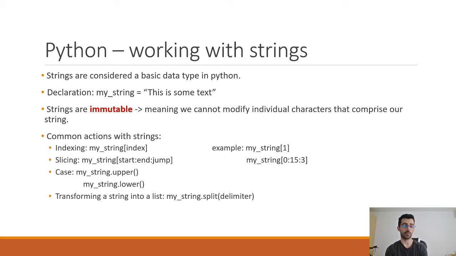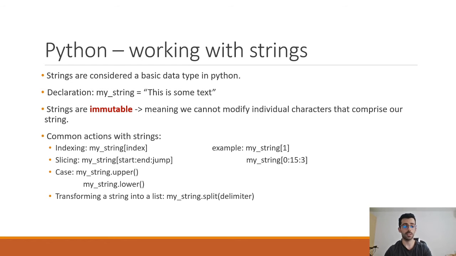How can we work with strings? Strings are, as we know, a basic data type, so we can just declare them as basic data types that we see in other languages. We pick a name for the variable and then the assignment operator equals and the literal string that we want to keep inside that variable. For example, here I chose my underscore string equals, this is some text.